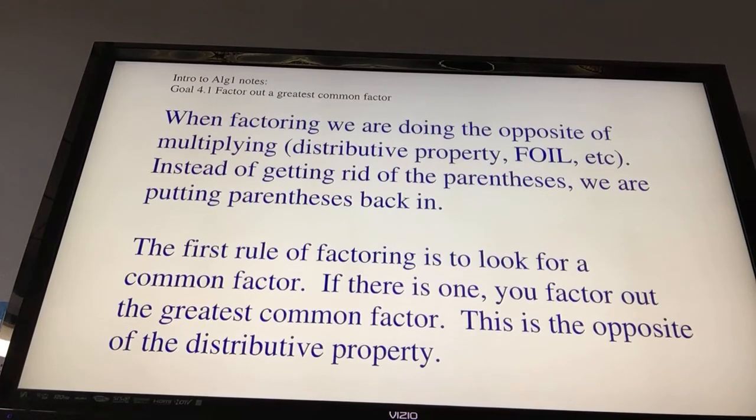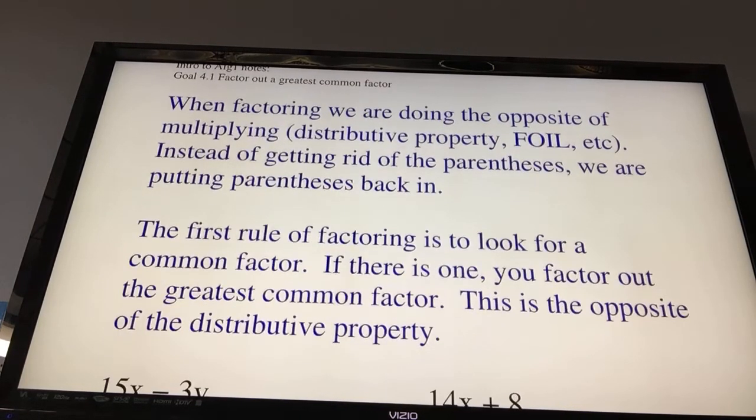The first rule of factoring is look for something common to the terms that are in the polynomial. No matter how many terms there are, 2 or 3 or 4 or 5, you're looking for something that's common to every single term. That common thing could be a number, a coefficient, or a variable, or more than one variable, or all of those things together, okay? So we're going to look for one piece at a time when we're looking for that common factor.